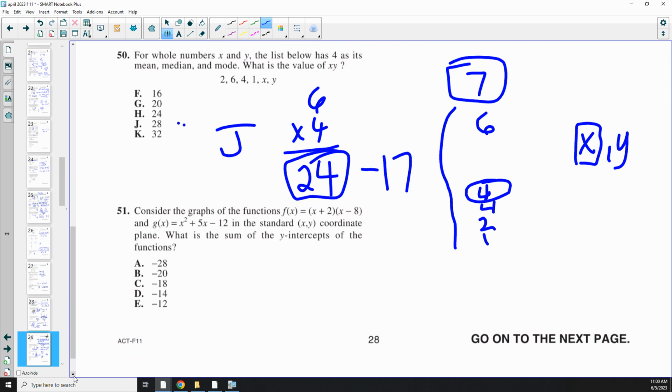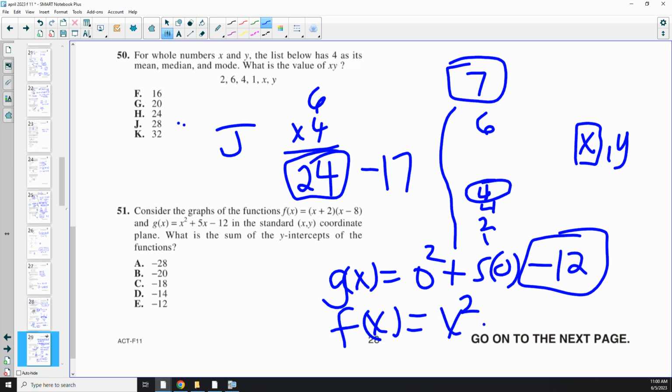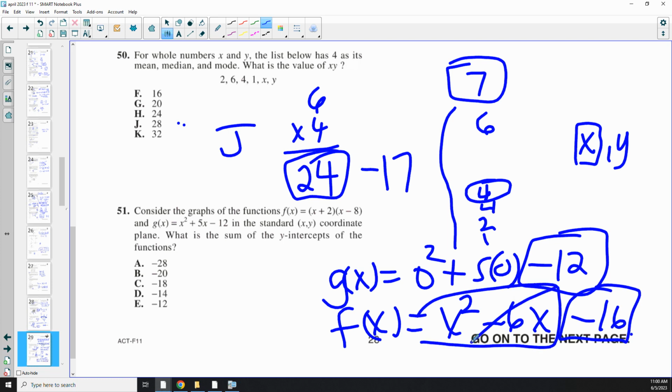The sum of the y-intercepts. Well, the y-intercept of G is whenever the x is 0. So the y-intercept's always the number hanging out. For f, you got to FOIL it out. X squared minus 6x minus 16. The x of 0 makes these 0. So there are your two y-intercepts, and their sum has to be negative 28.